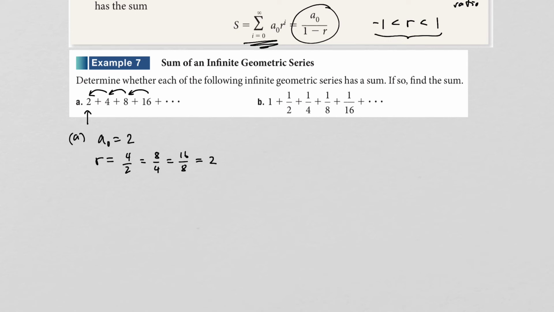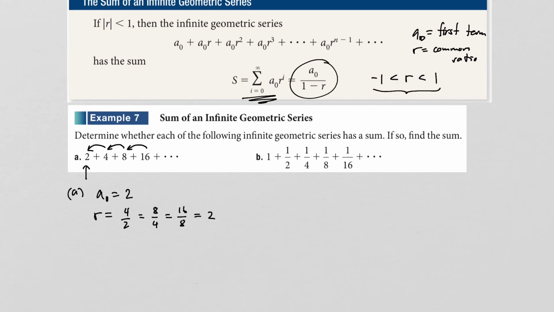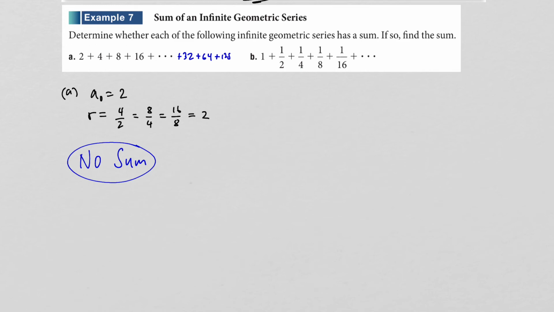And notice that the number 2 is not a number in between 1 and negative 1. So the only time an infinite geometric series has a sum is when r is between 1 and negative 1. If this is not true, there is no sum. So this has no sum. What that means is basically if you add up these numbers forever, think about it for a second, you're going to get infinity, right? Because the next number you would be adding here would be 32, and then 64, and then 128. And if you keep adding larger and larger numbers, you're not going to get a sum. It's going to add up to infinity.